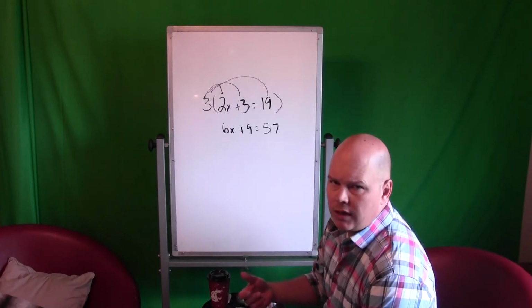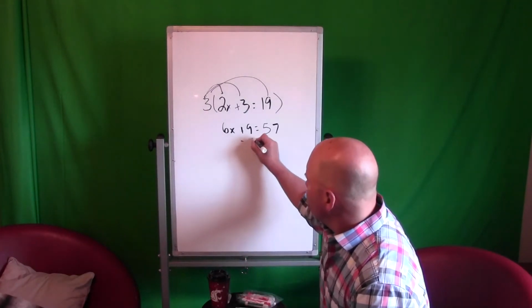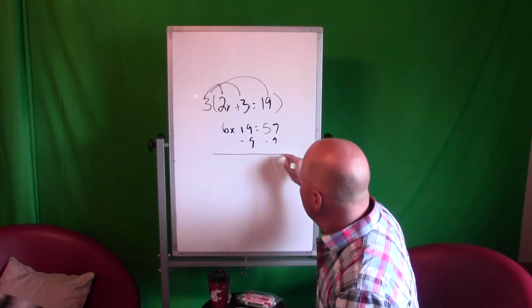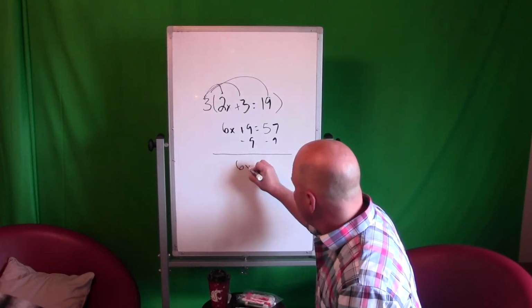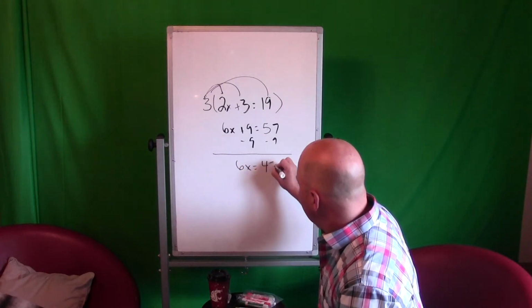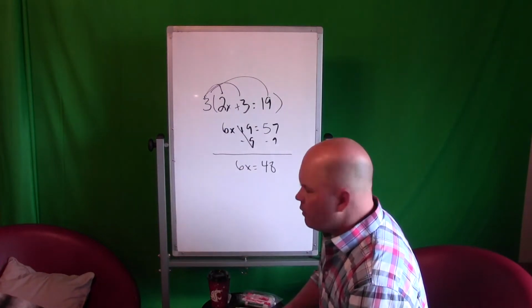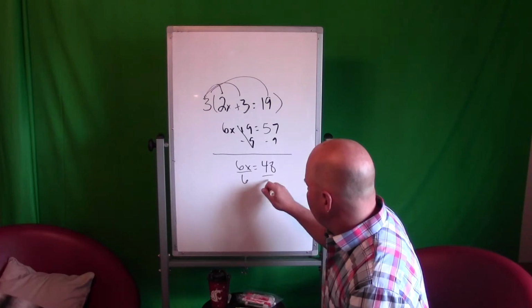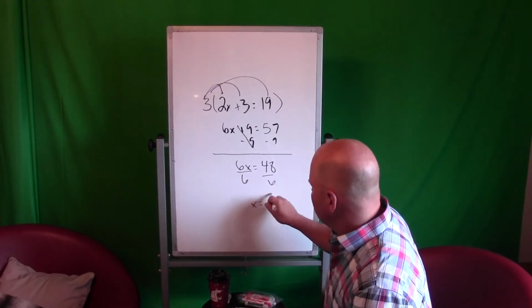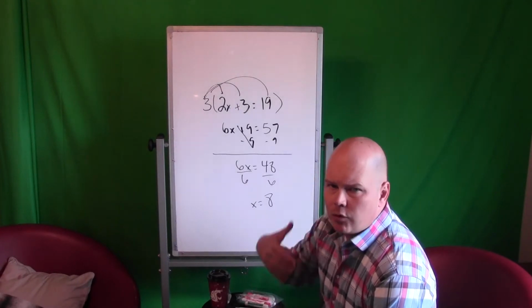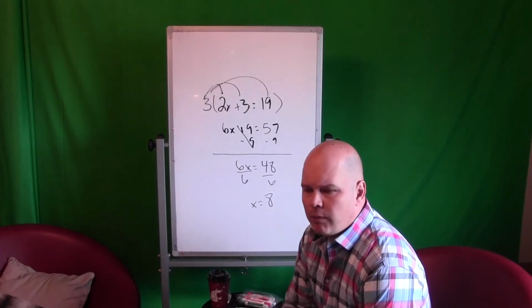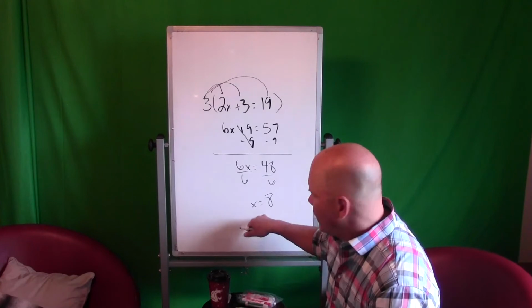However, when you actually work it out, we subtract 9 from both sides, that goes away, and I'm left with 6x equals 48. Divide both sides by 6, and x equals 8. So what we find is that no matter what number, as long as I multiply everything by the same amount, my answer stays the same.